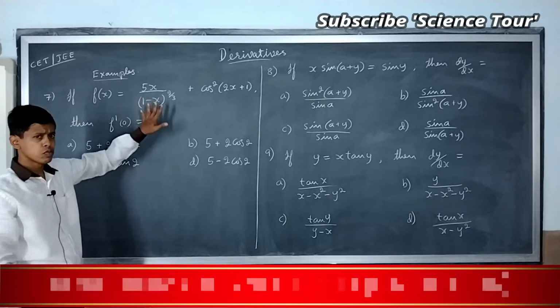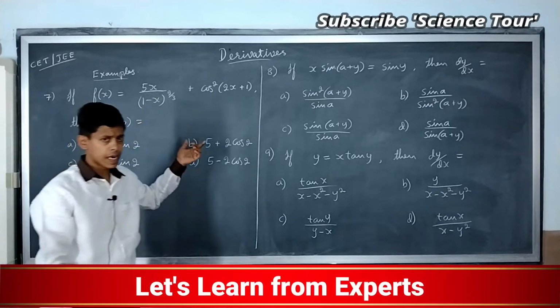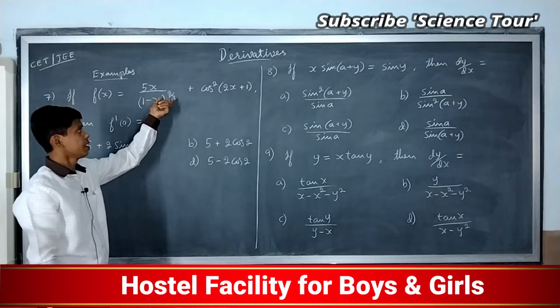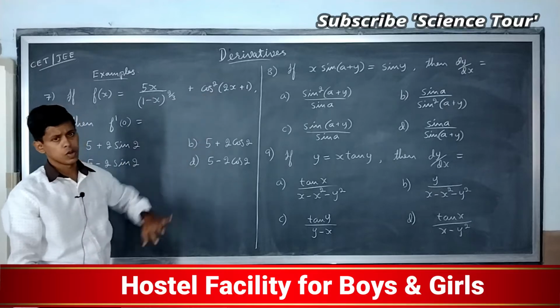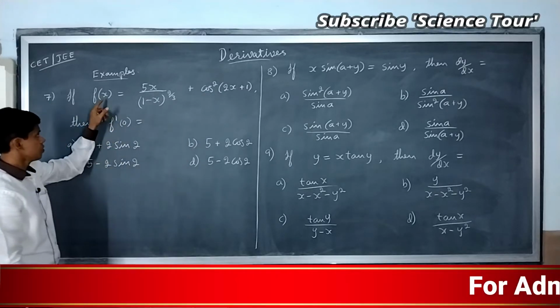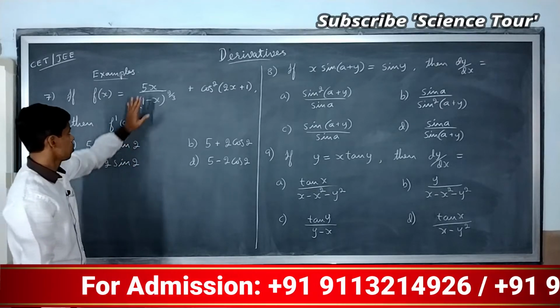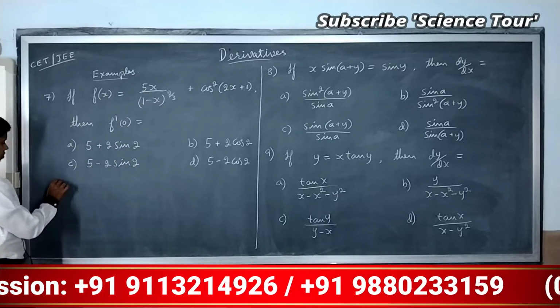Well, it's not so complicated that you cannot attempt it. This is a very simple formula, that is x raised to n, and this is a trigonometric formula. Well, let us start with f dash of x and then we can substitute 0. Alright, so let's begin with f dash of x here.